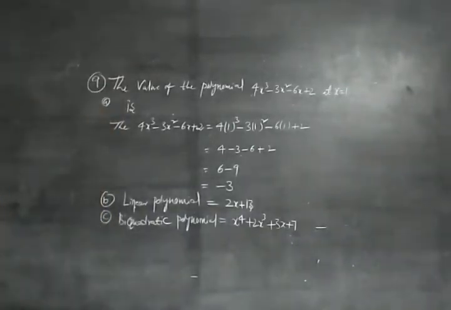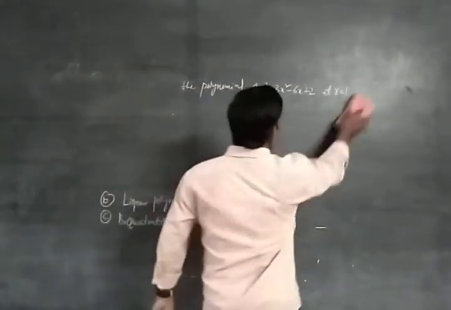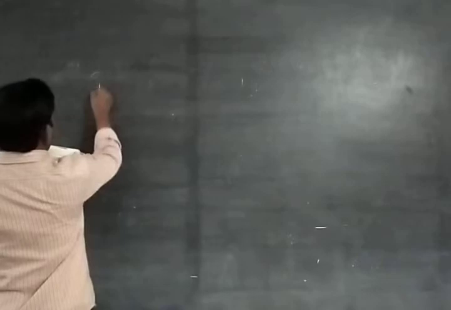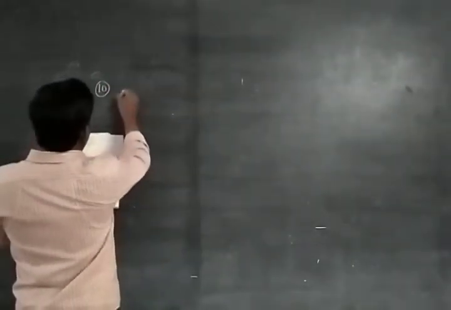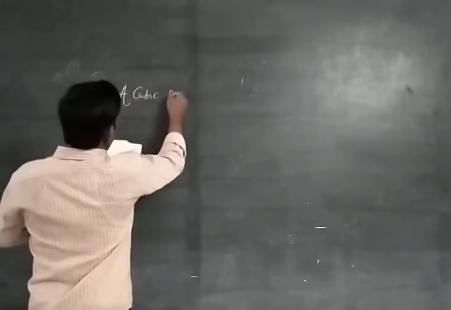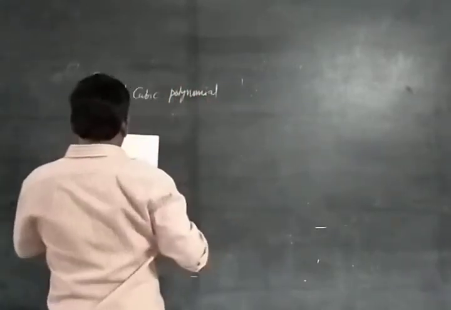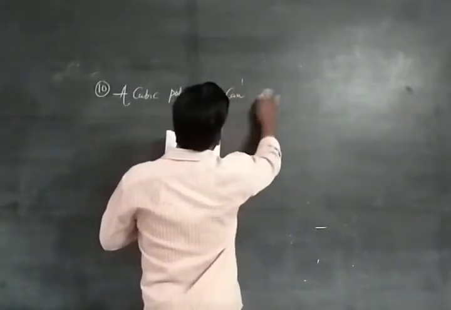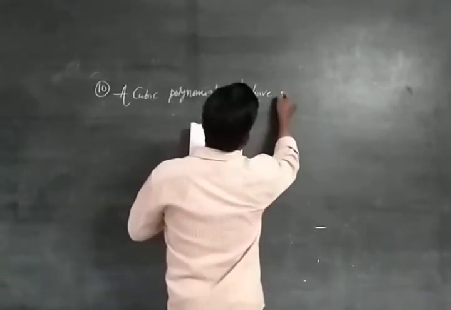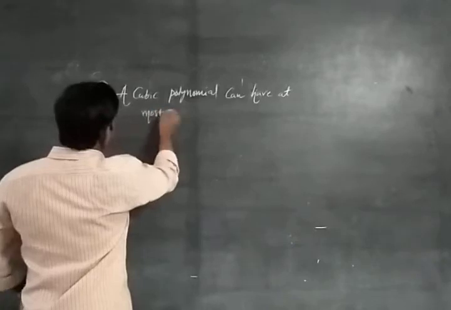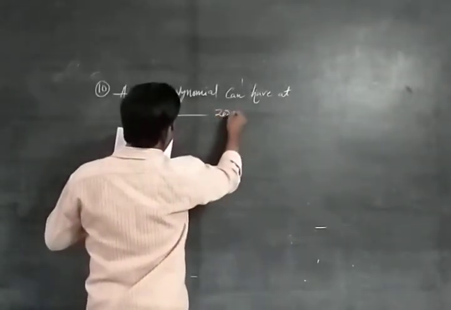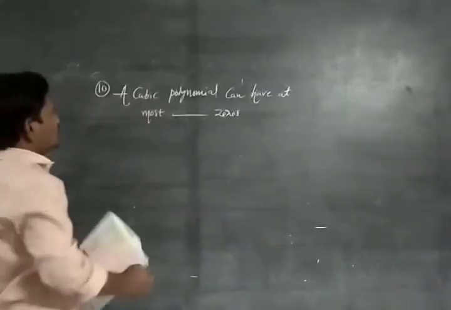Okay. Now 10th one. A cubic polynomial can have at most dash zeros. How many zeros? A cubic polynomial can have at most 3 zeros.